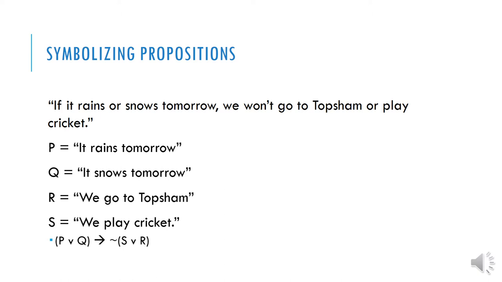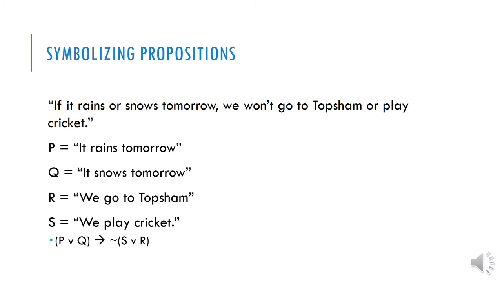Now, this is a very complex proposition. There are four simple propositions within it. It rains tomorrow, it snows tomorrow. We go to Topsham, we play cricket. Those four propositions all need to be connected because this is one sentence, one complex proposition. We notice that it's an if-then statement, but also that there's or claims, and also we've negated something with the word no, won't.